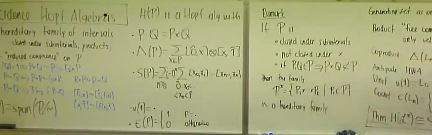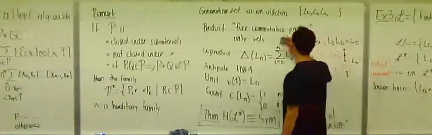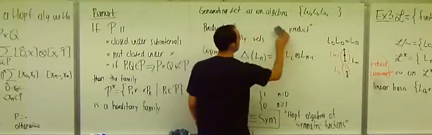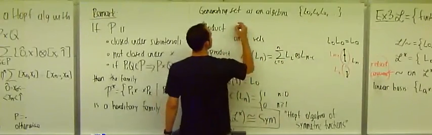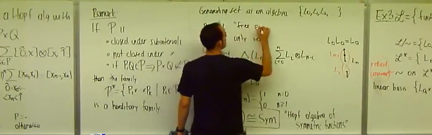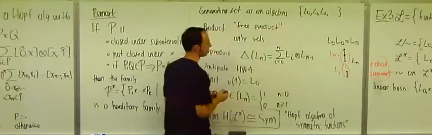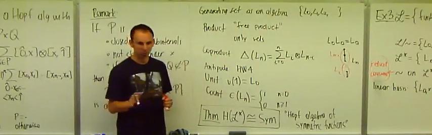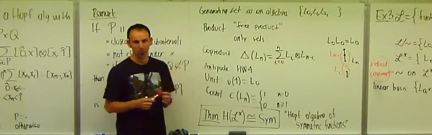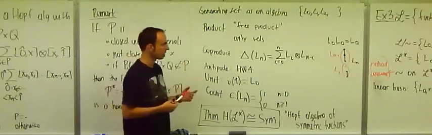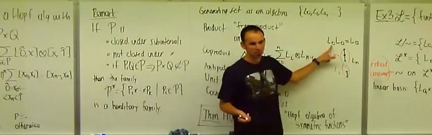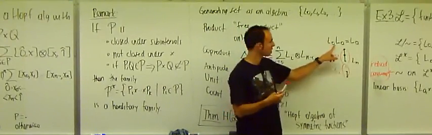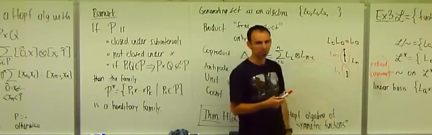And so this is just the free product. Now you might object and say, well, if it's free, shouldn't it have no relations? I mean, I'm putting one relation. Right? So the thing about this is that actually we have to remember that L0 is 1. L0 is the 1 of the algebra. And so in any algebra, 1 times LA is equal to LA. And so this is a trivial relation, okay?